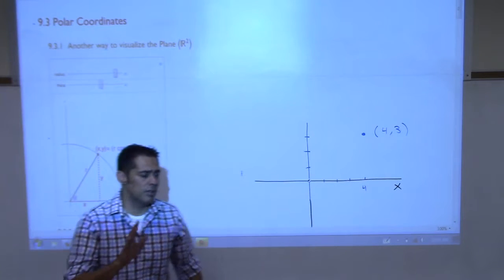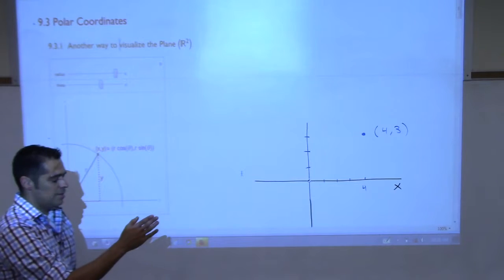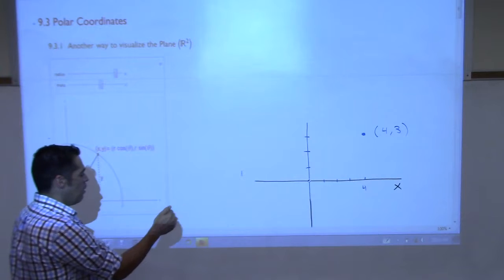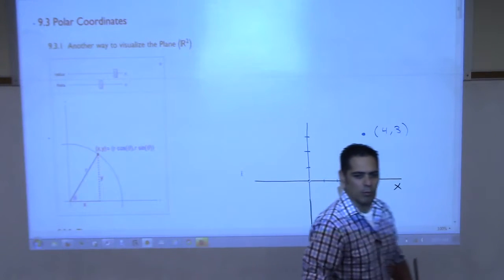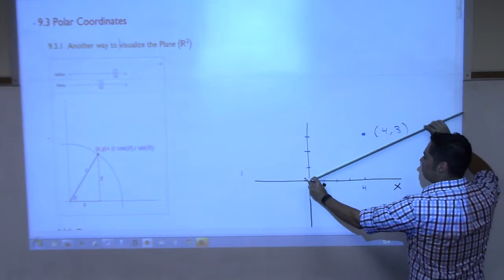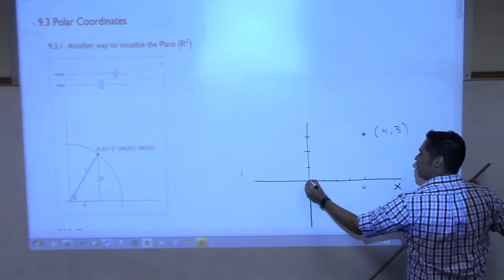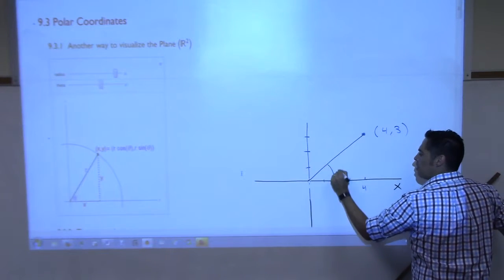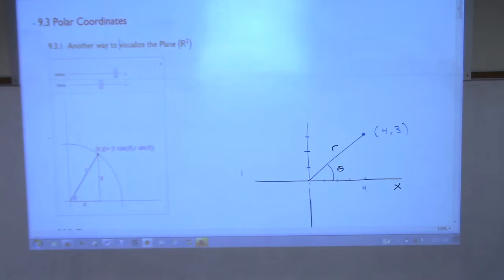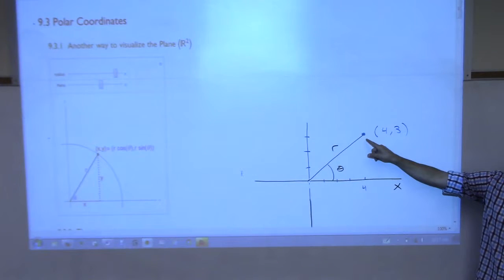I could give this robot a different set of instructions. I could say, turn a certain angle and then walk out a certain distance, and I would get to that same point, wouldn't I? So instead, I'm pointed this direction. I say, turn by a certain angle, walk out a certain distance. So an angle would be required, and what we call r, like a radius, would be required. And if you give me an angle and a radius, I can still get to that point.